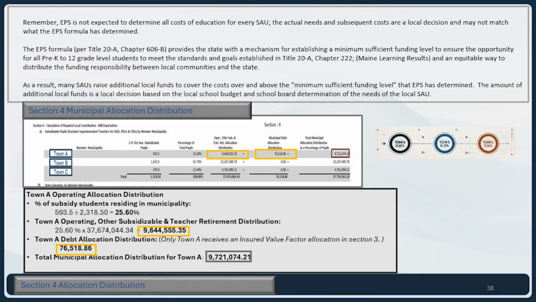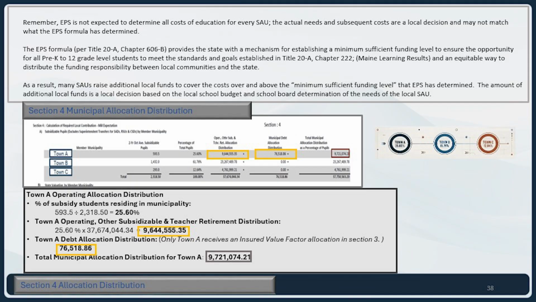Once we again have that percent that you're responsible for, we take the total cost allocations from sections 2 and 3, and we multiply that by your percent, and that gives you the total cost allocation distribution. Then we also look at section 3 for that debt allocation. For this SAU, only Town A has a debt allocation as they have an insured value factor, because of the 3 towns, they are the only town that is tuitioning students to a Maine private school. So that is why Town A has that total debt allocation in their total cost distribution.